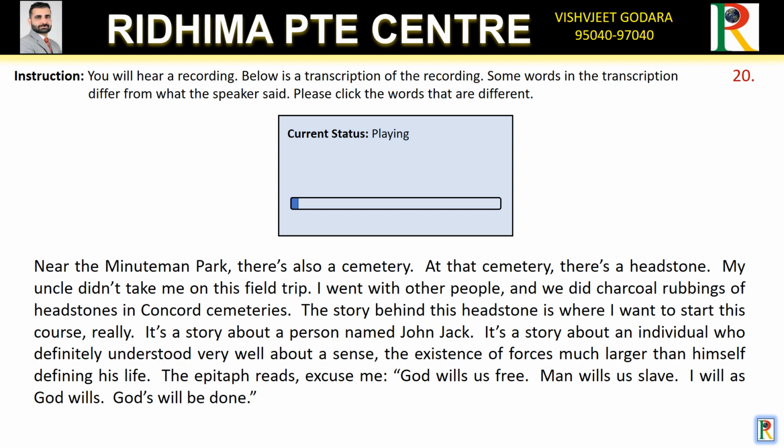Near the Minuteman Park, there's also a cemetery. And at that cemetery, there's a headstone. My mother didn't take me on this field trip. We went with other people and did charcoal rubbings of headstones in Concord cemeteries. The story behind this headstone is where I want to start this course, really.